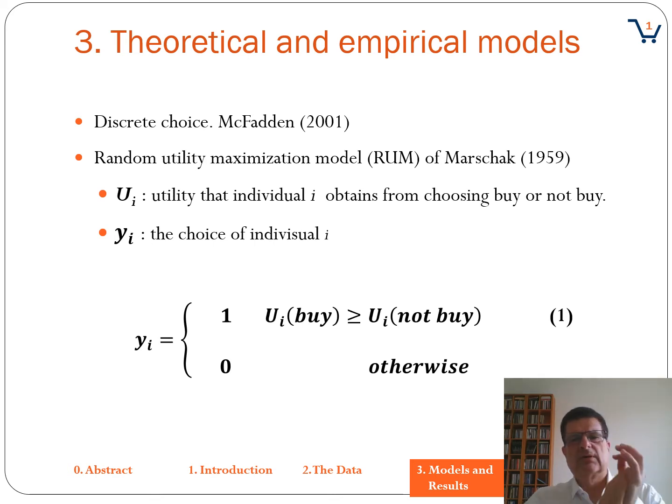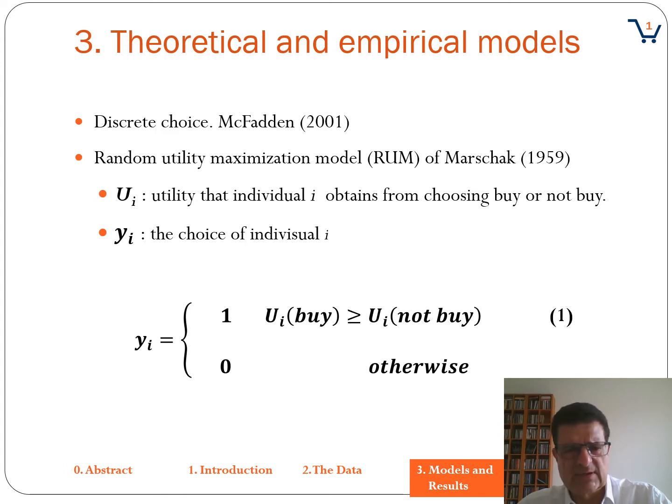So let's go now and jump into the theoretical and empirical models that will help us understand the relationship between the explanatory variables and the dependent variables. We are going to use a discrete choice model by McFadden in 2001 that is based upon the random utility maximization model of Marschak in 1959.